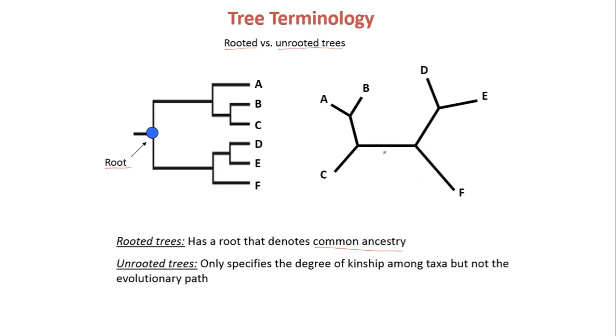Okay, so your unrooted tree would only specify the degree of kinship among the taxa, but it would not give you an idea about the path in which these operational taxonomic units might have evolved. So in this way, based on whether there is a root in your tree, you can have two different types of trees, which we call rooted trees and unrooted trees.